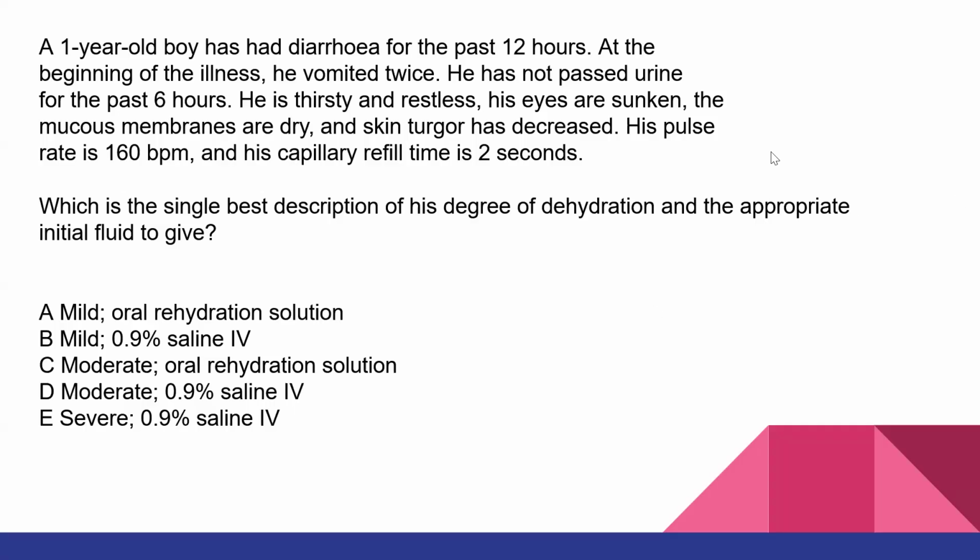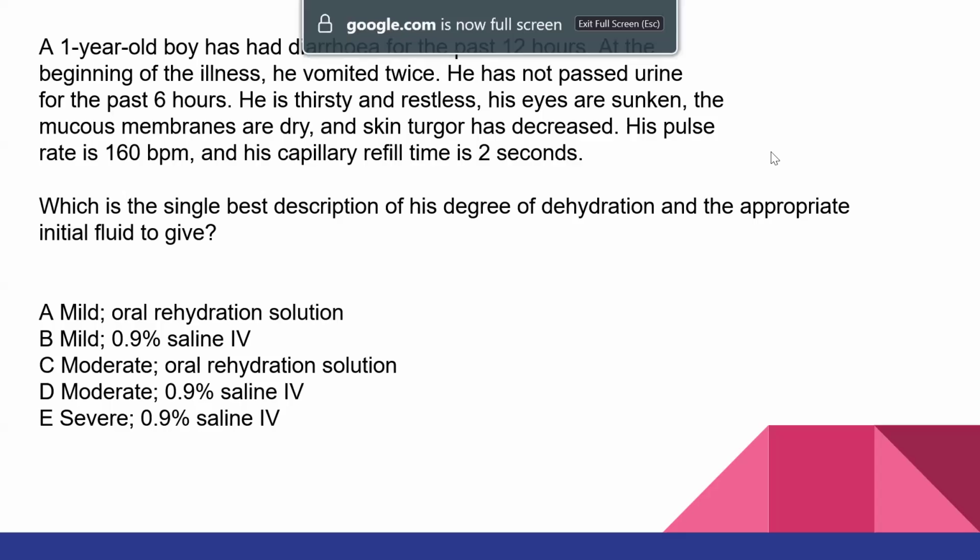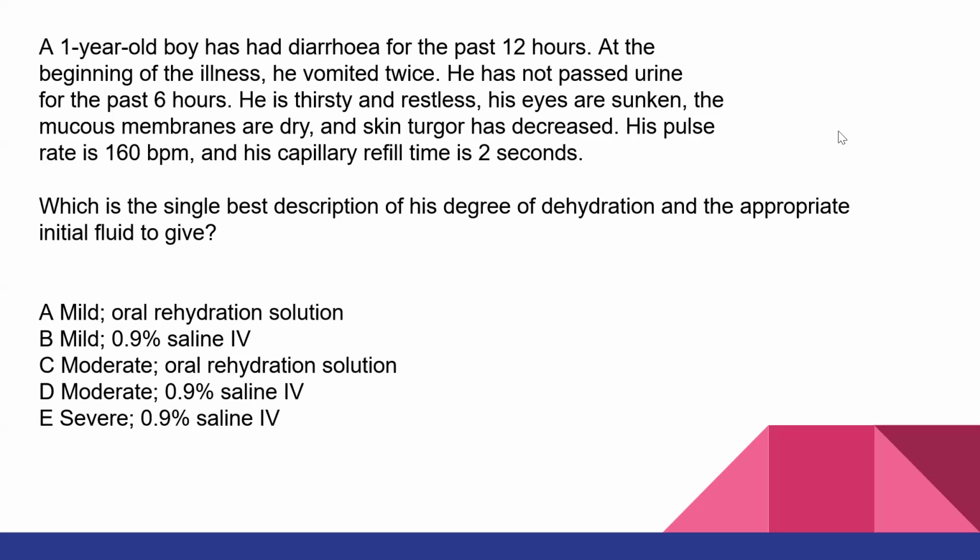And then this is a question that I left from the original slides, going over what we spoke about, dehydration and what you do depending on how dehydrated they are. So a 1-year-old has had diarrhea for the past 12 hours. He vomited at the beginning. Importantly, he's not vomiting now. He's not passed urine for the past 6 hours. He's thirsty, he's restless, his eyes are sunken, his mucous membranes are dry, and his skin turgor has decreased. Pulse is 160, and cap refill time is 2 seconds.